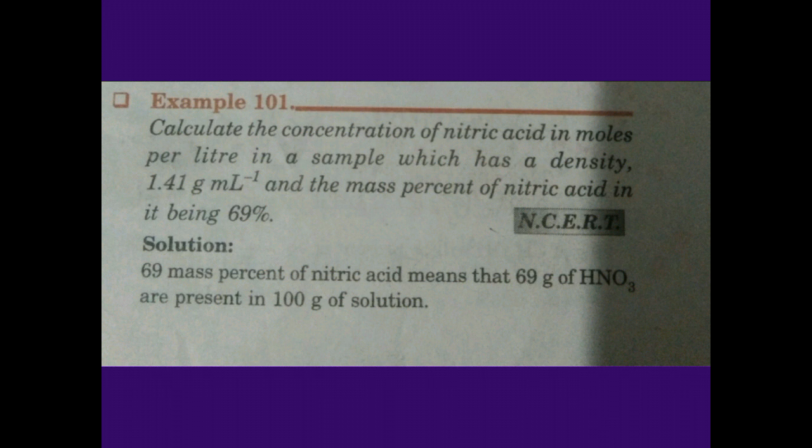So what does it mean? 69% means 69 grams of nitric acid is present in 100 grams of solution. It means the mass of solute, that is nitric acid, is 69 grams, and the mass of solution is 100 grams.